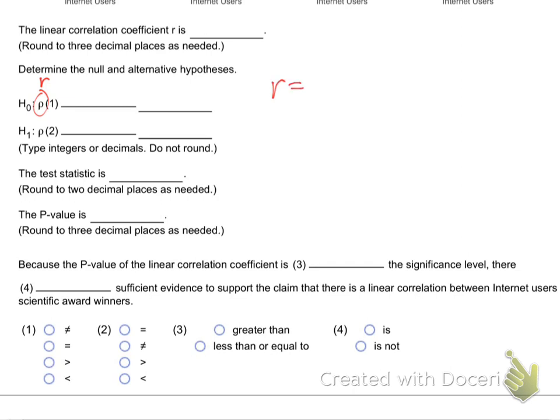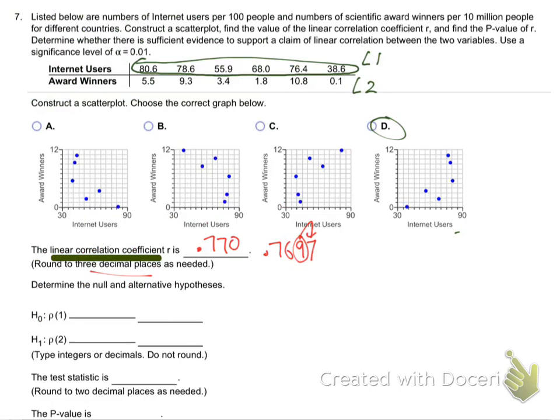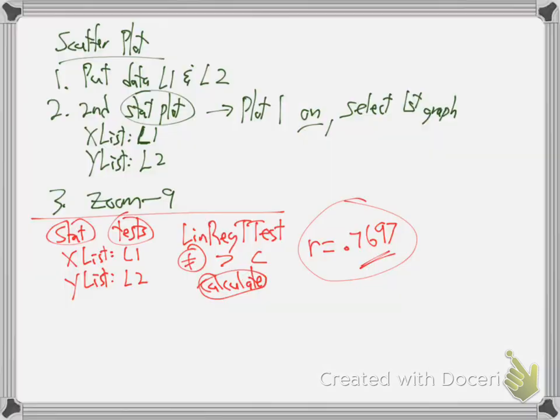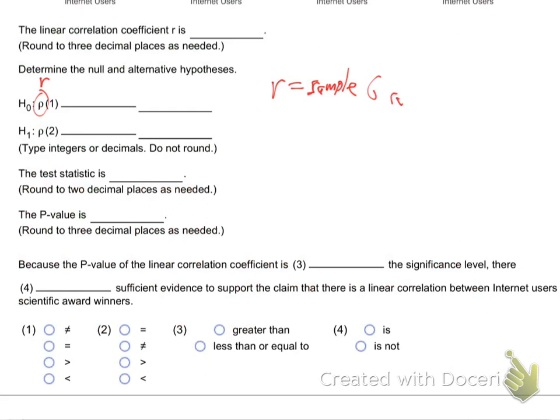So R is the sample, right? R is the sample correlation coefficient. It's just from these numbers. R is only from these 6 countries. It's not every country in the world. R is just the sample number from our 6 countries. Now, what we're trying to determine is the truth about all countries in the world. Is it true of all countries that more internet users mean more science awards? Is there a linear relationship for all countries?